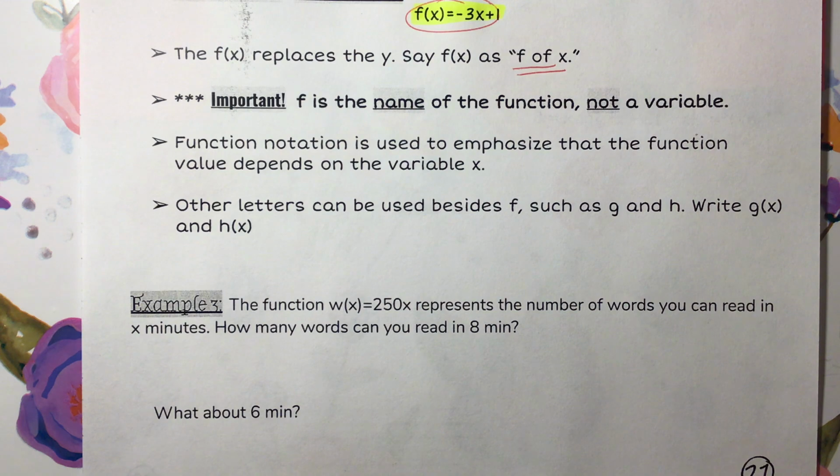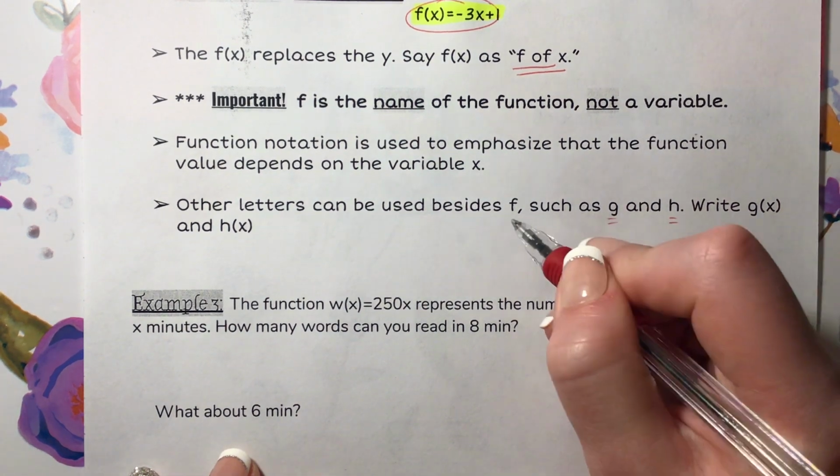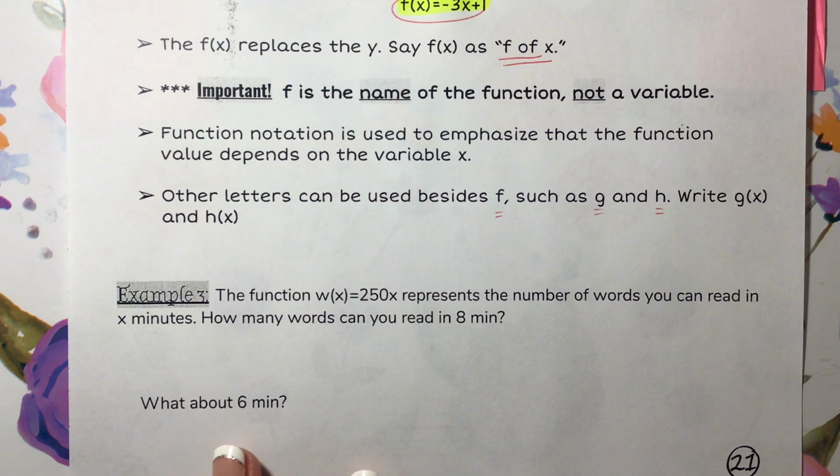Finally, you can use other letters such as G or H. Those are the three most common letters that we use: f of x, g of x, and h of x. But of course, there could be other options. It's not like you're totally limited there, but usually we use those three letters for function notation. This is very similar to what we've been doing in DMR, where you substitute in a value.